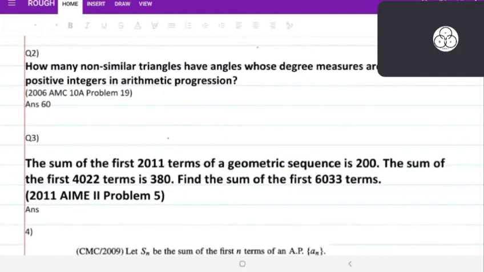The sum of the first 2011 terms of a geometric sequence is 200. The sum of the first 4022 terms is 380. Find the sum of the first 6033 terms.